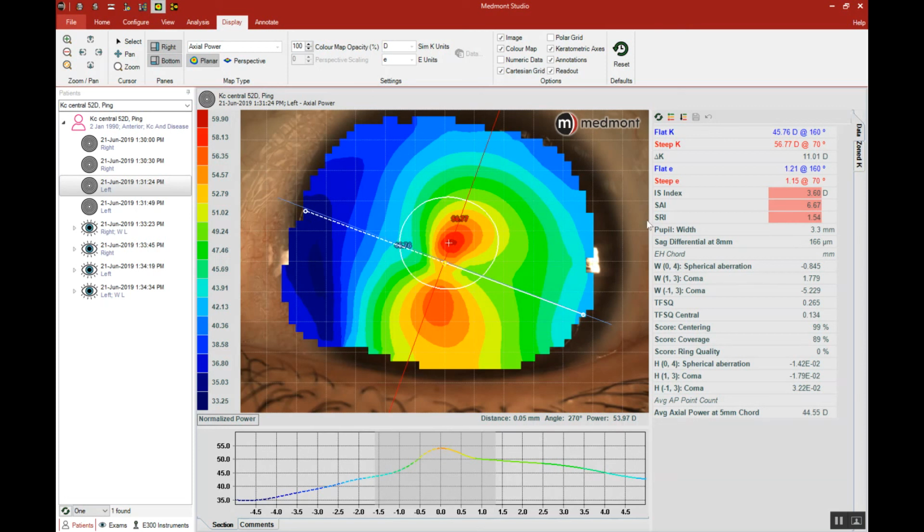The Medmont software helps to make your assessment of the potential for visual acuity and possible signs of disease a very fast and efficient diagnosis.